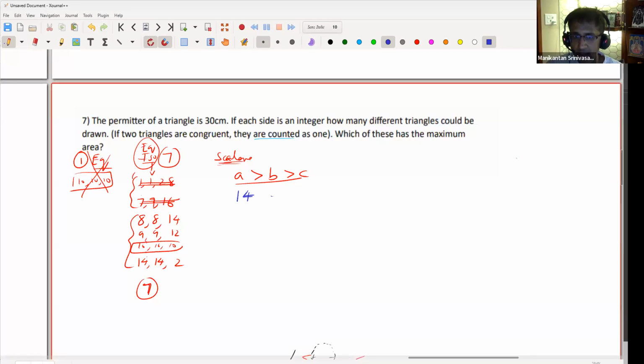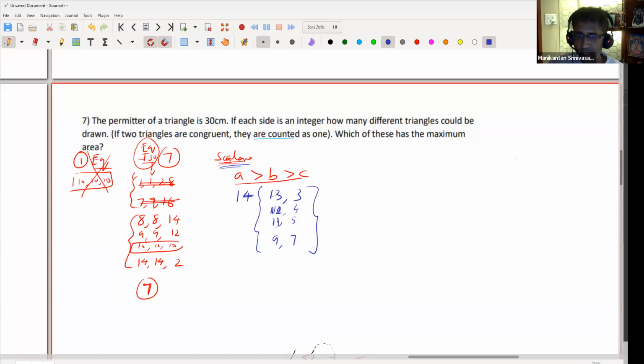If this is 14, these two should add up to 16, right? So the starting point is 13 and 3. If this is 14, then this is 13 and 3, or it can be 12 and 4, or 11 and 5. You don't have to list all of them, I'm just showing the pattern, all the way till where it cannot be 8 and 8, because we want B to be strictly greater than C, because we are counting only scalene. So 9 and 7. How many of them in this category? We can just hand count. 9 to 13 is 5 numbers. So far 5. Okay, and now that's the 14 series.